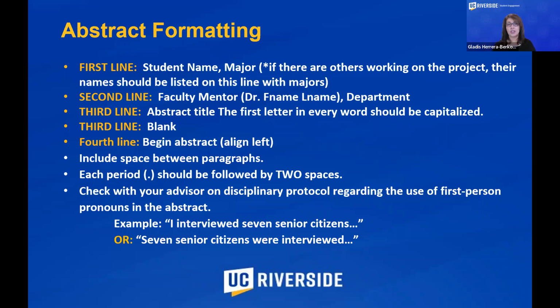The first line should be your name and your major. If you were working with someone else on your project, you can add their names and their majors on there. Second line should be your faculty mentor and their department. Third line, the abstract title.